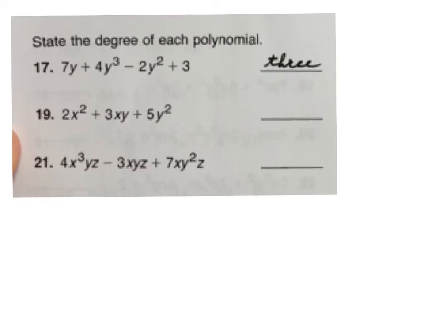Okay? So what's the degree of our first term? 1. What's the degree of our second term? Our third term? And our fourth term. And so the highest term is 3. So our whole polynomial's degree is 3. You take the highest one.